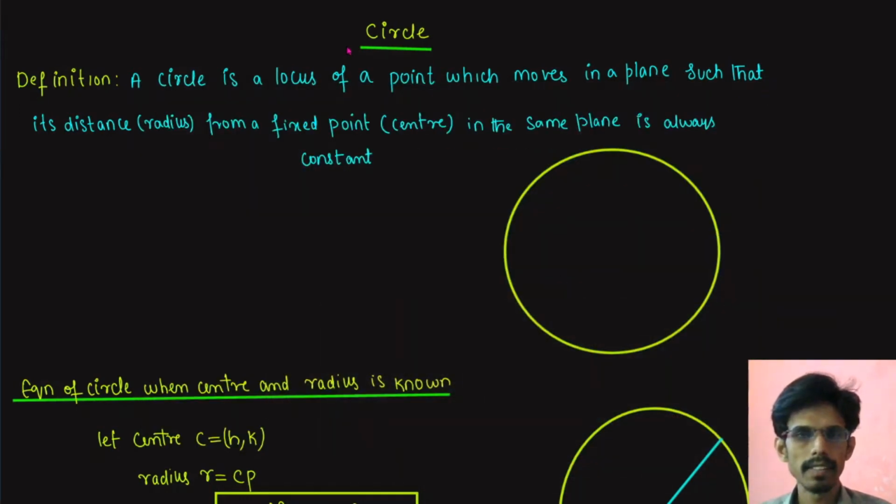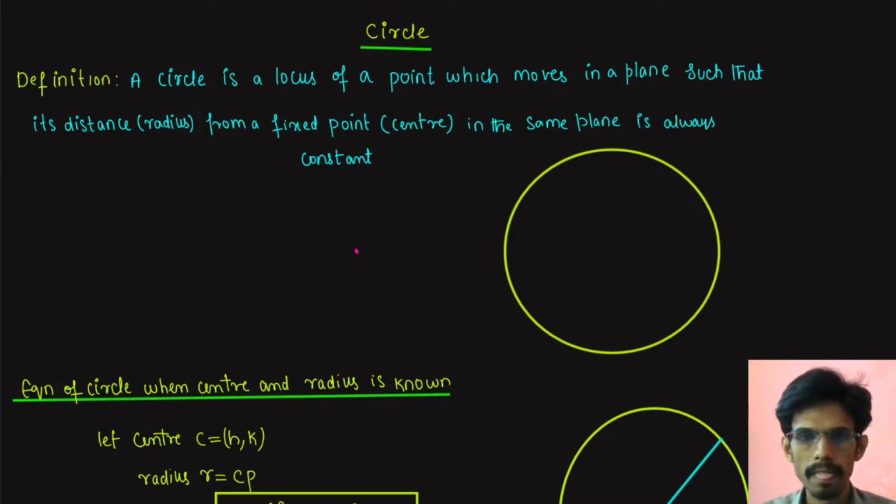Now in this class I am going to discuss circle. So let us see the definition of circle. A circle is a locus of a point which moves in a plane such that its distance, known as radius, from a fixed point, that fixed point is center, in the same plane is always constant. Means the radius will be constant here.